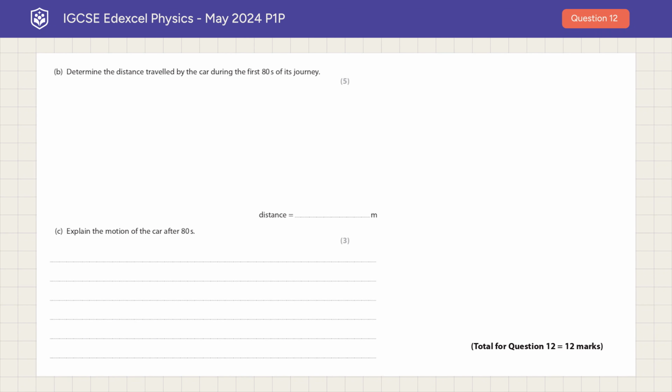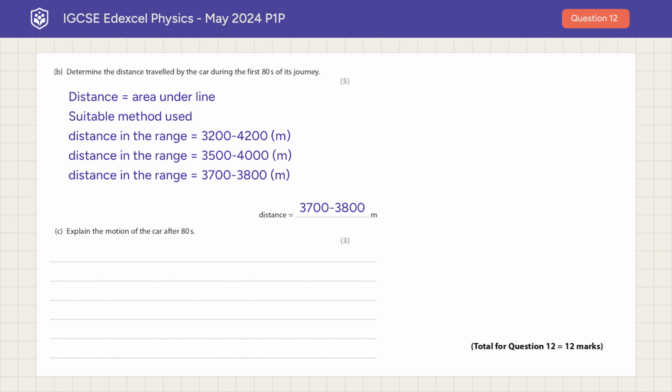Next, Part B, the distance traveled in the first 80 seconds is the area under the graph. A good way to estimate this is to approximate the shape as a trapezium. Using the formula for the area of a trapezium gives a total distance of about 3,800 meters.